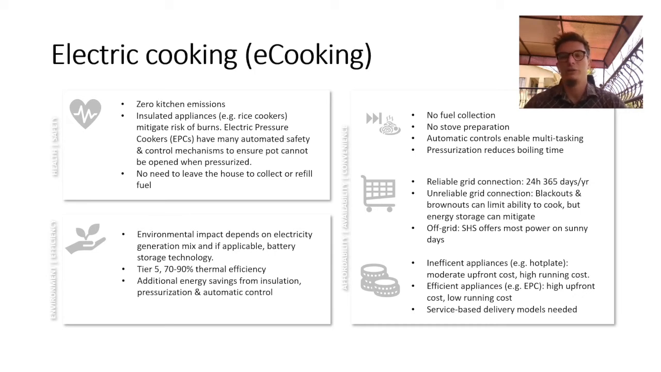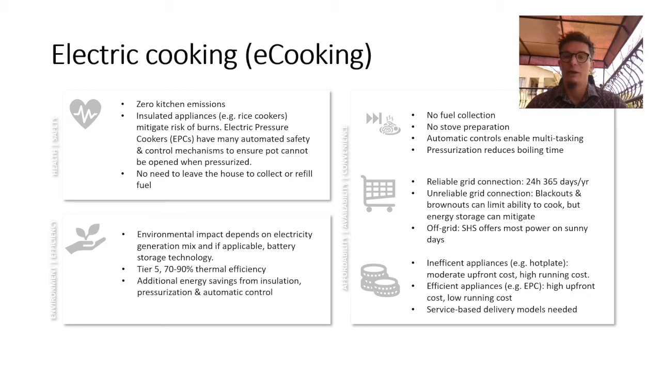Electric cooking is very convenient. You don't need to collect fuel, prepare the stove in advance, and the automatic controls can enable cooks to multitask. The reductions in boiling time are particularly important for cultures where heavy foods such as beans and tripe that conventionally require boiling for several hours are commonly cooked.